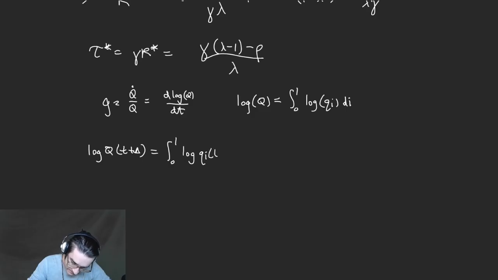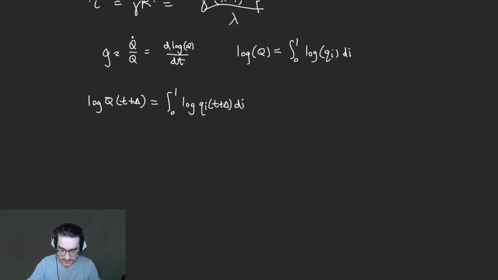So what's that? The first step is just plugging in. That's going to be the log of Q_i at T plus delta. The set of i's is not changing. It's just the individual Q_i that are changing.